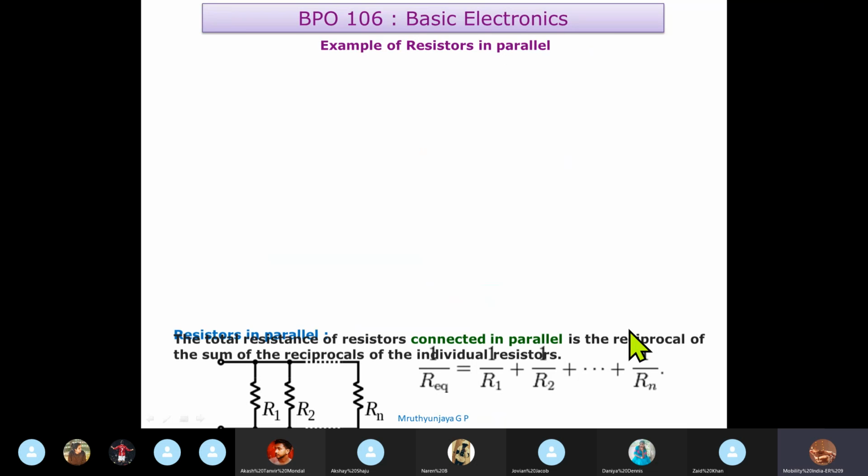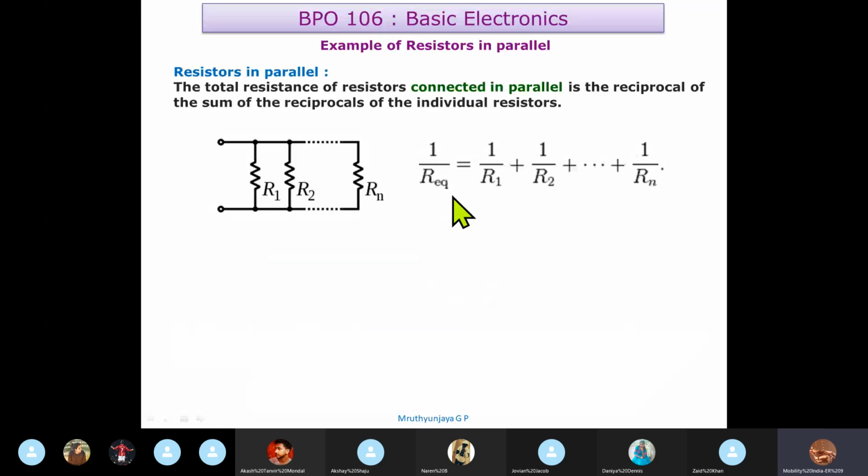Parallel. The equivalent resistance value is 1 by R equivalent. It is a summation, but the question is in parallel connections: the reciprocal of the equivalent resistance is equal to the sum of the reciprocals of the individual resistors. When we say reciprocal, it is 1 by R1, 1 by R2, 1 by Rn. And the reciprocal of the equivalent resistance is 1 by R equivalent.